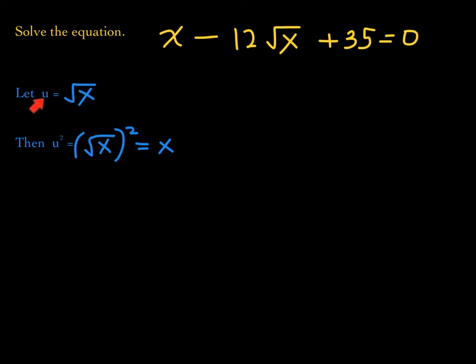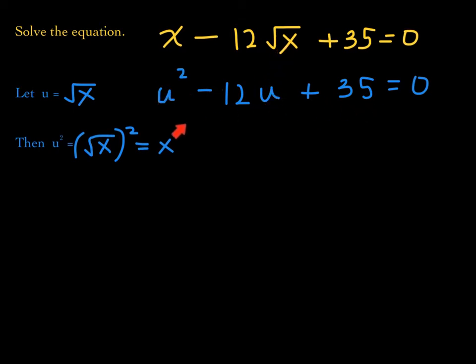Now notice what happens if I square u. If I square u, then I'm squaring the square root of x, which is just x. So I'm going to go back to my equation. Wherever I see x, I'll replace it with u squared, and where I see the square root of x, I'll replace that with u. I've made the substitution. So where x is, I replace it with u squared, and where the square root of x is, I replace it with u.